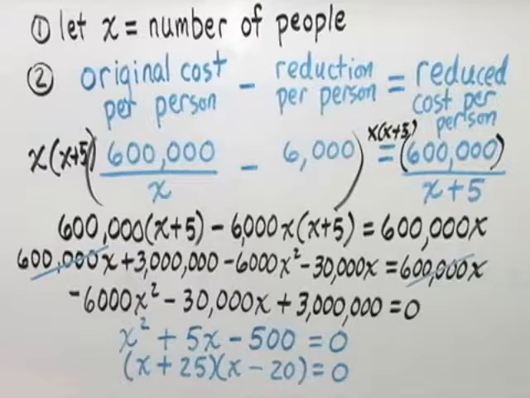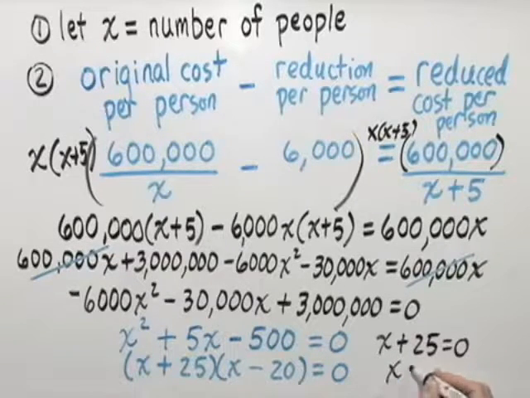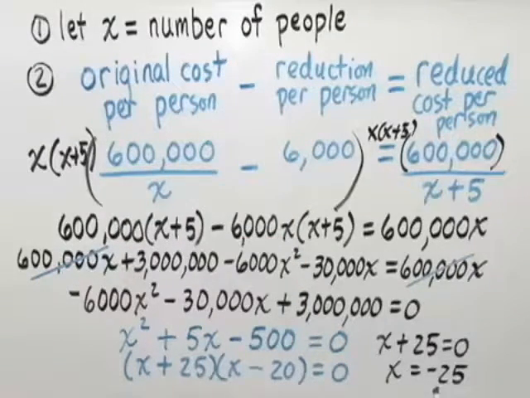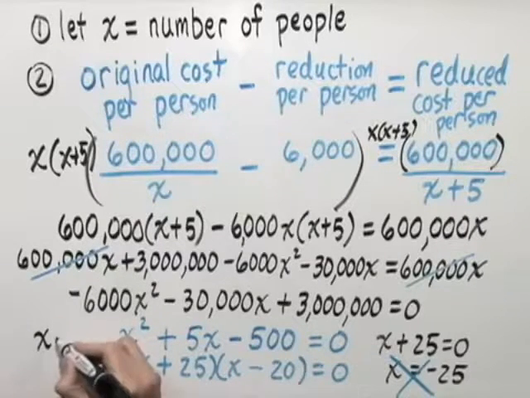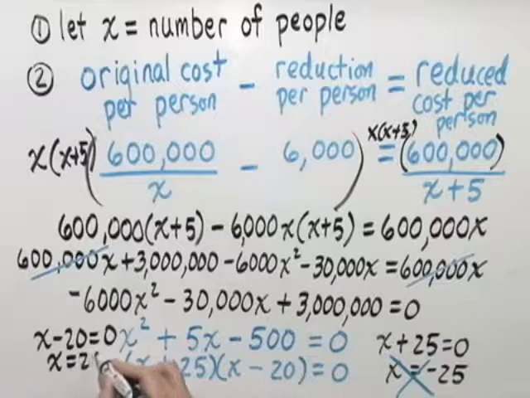When I set each of these factors equal to 0, if I set x plus 25 equal to 0, I'll get x equals negative 25. I need to discard this solution because I know that x is equal to the number of people in the group. Since I can't have a negative number of people, I'll just discard that first answer. And my second answer will be the answer. I'll put it over here on the left-hand side. If I set x minus 20 equal to 0, I'll get x is equal to 20.